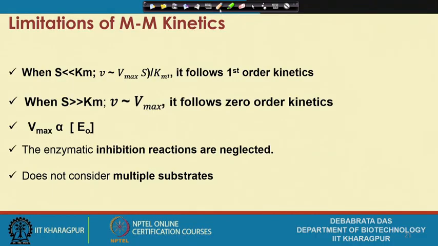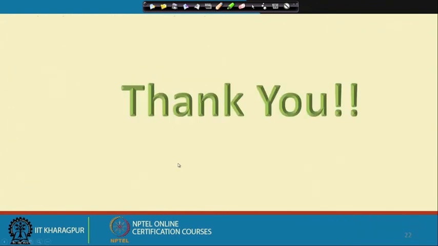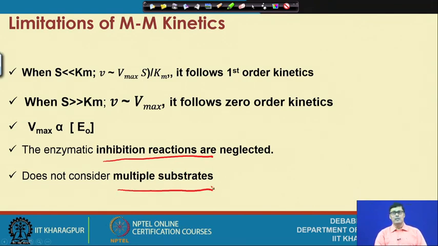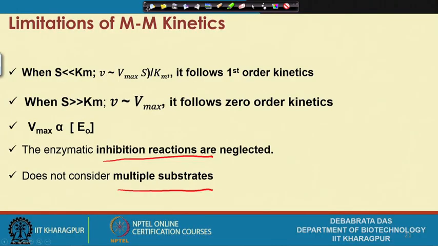Another thing is that the Michaelis-Menten equation does not take care of inhibition. And another important thing is that the Michaelis-Menten equation considers one substrate and one enzyme. If you look at enzymatic reactions, most of them require a cofactor. So basically it is two substrates and one enzyme molecule, and this equation does not explain that. So these are the limitations of the Michaelis-Menten equation.